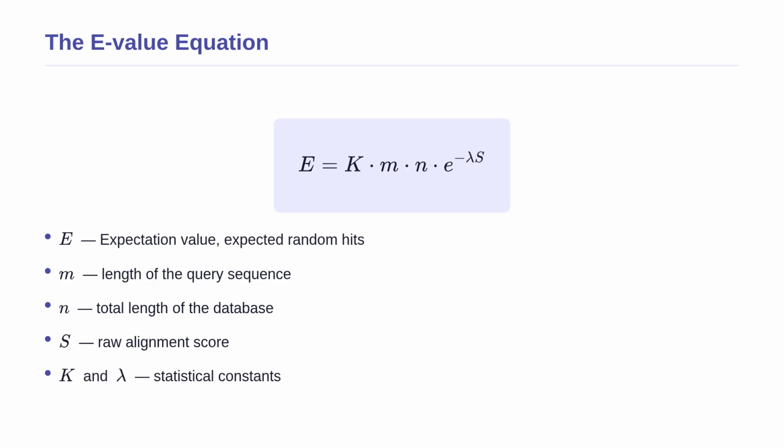Notice the relationships here. If the database size n increases, the e-value increases, meaning random matches are more likely. But if the alignment score S increases, the e-value drops exponentially, meaning the match is highly significant.